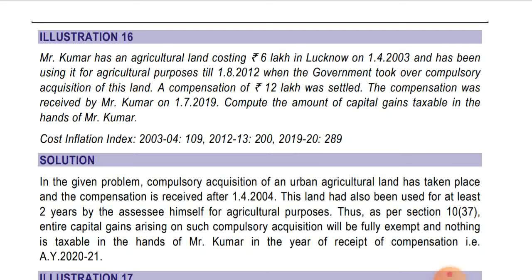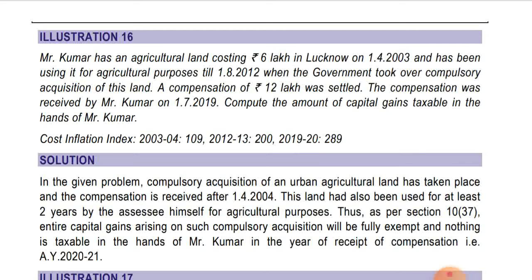As we all know, in case of compulsory acquisition of urban agricultural land, exemption is given to an individual and HUF if it is used for at least 2 years before the date of transfer. Okay, so let's see the solution.